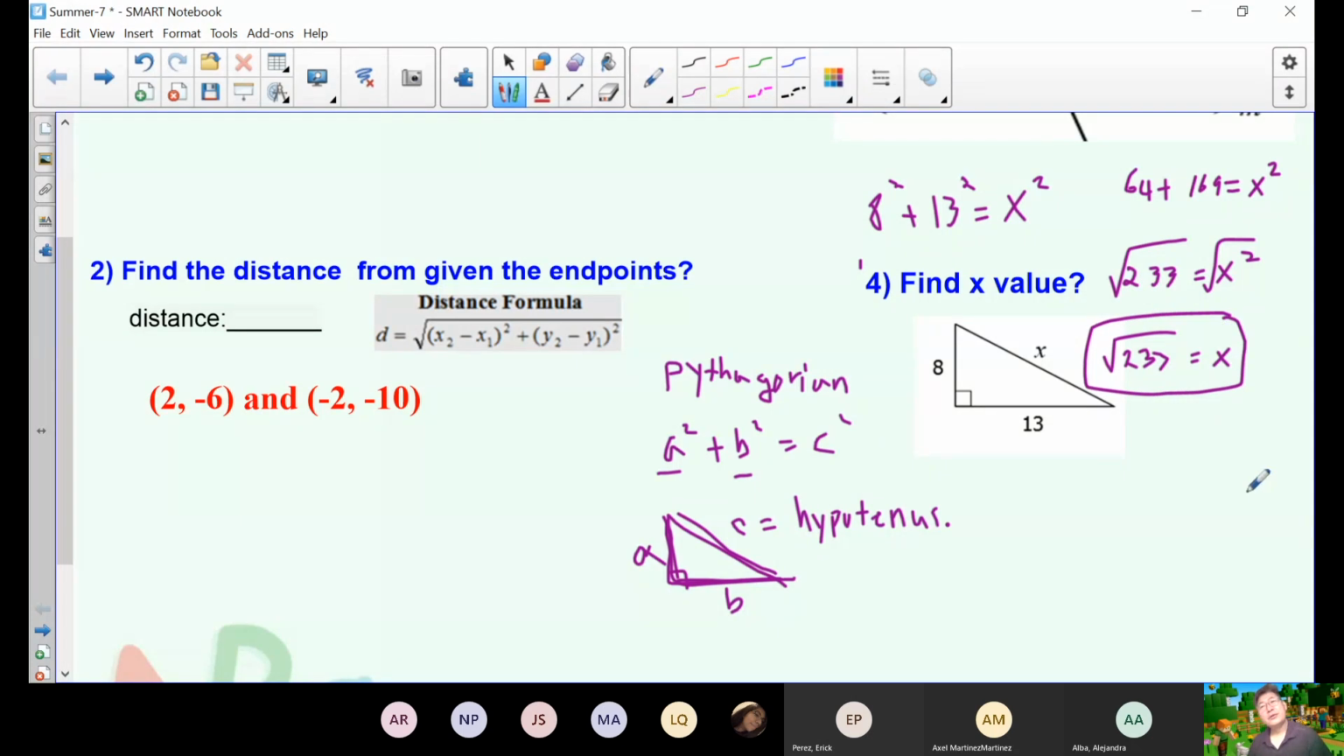So today we're gonna do Pythagorean theorem and special triangles, which are the triangles with angles 45, 45, 90 and 30, 60, 90. So we're gonna do special angle triangles.